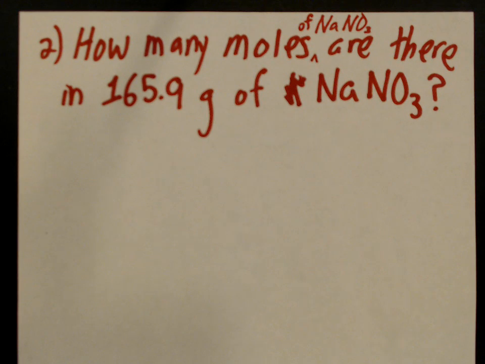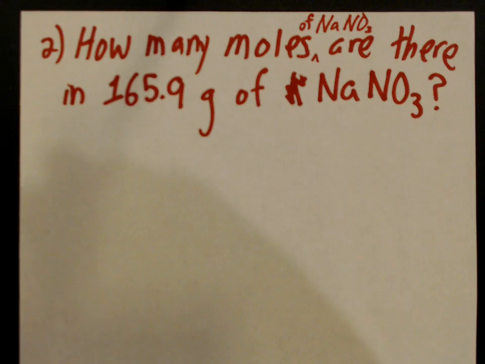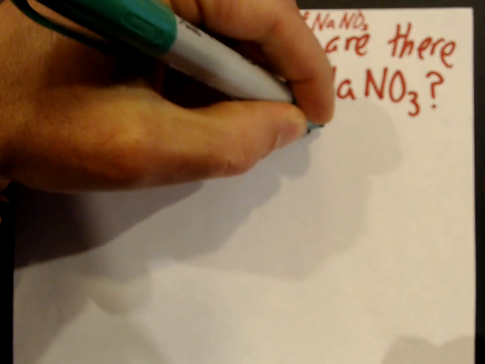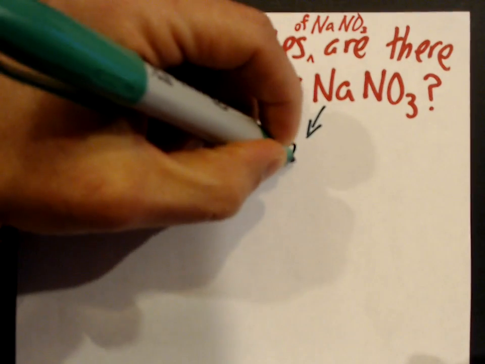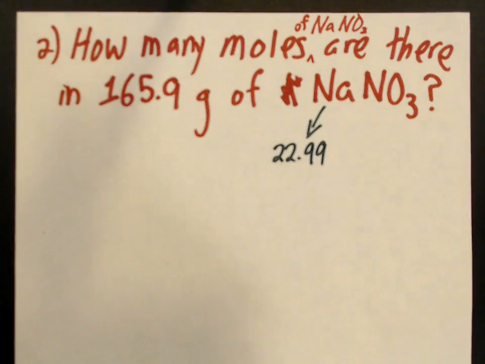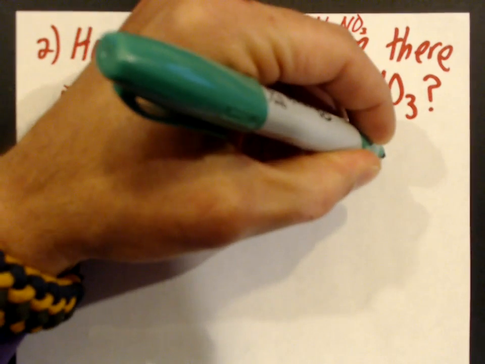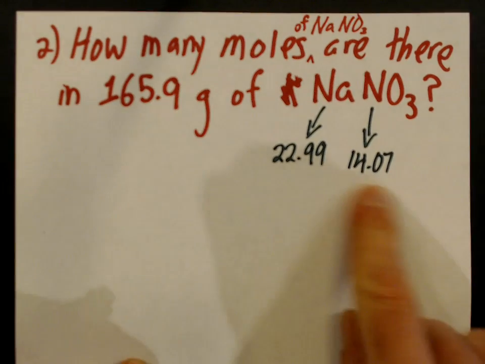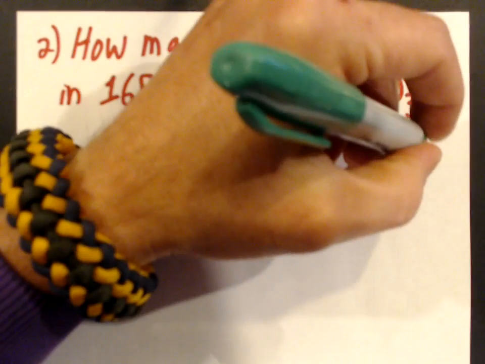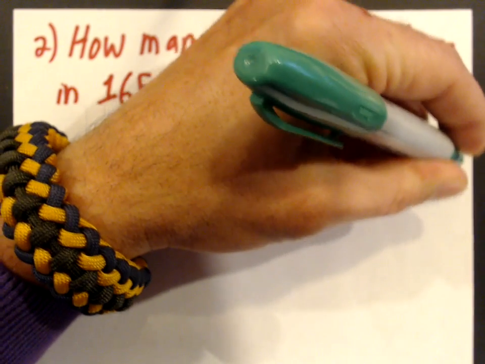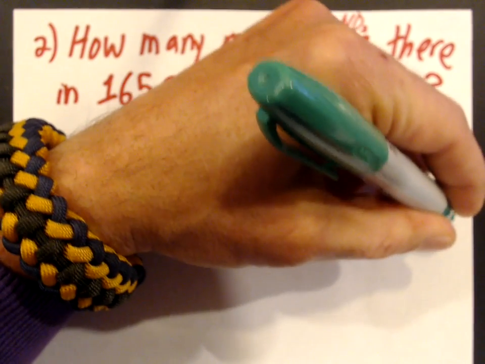So let's answer this question. Again, we need to know the formula mass of sodium nitrate. I'm going to do that real fast in shorthand. Sodium's formula mass, 22.99. We just did that one a while ago. Nitrogen's formula mass, 14.07. These are masses from the periodic table, rounded to 2 decimal places. And then oxygen, 16.00, but there's 3 of them, so we multiply by 3 and get 48.